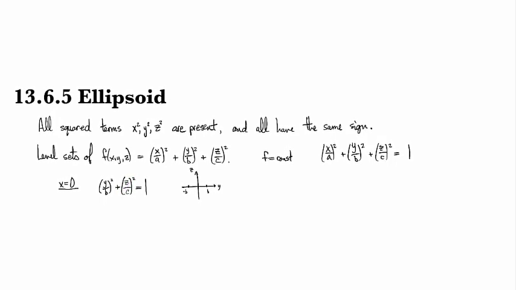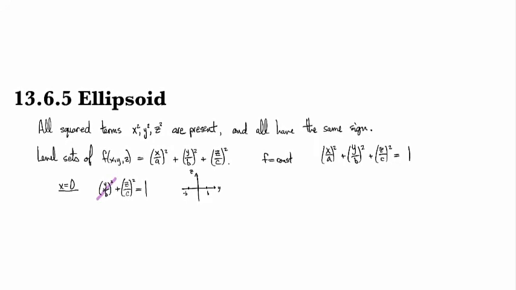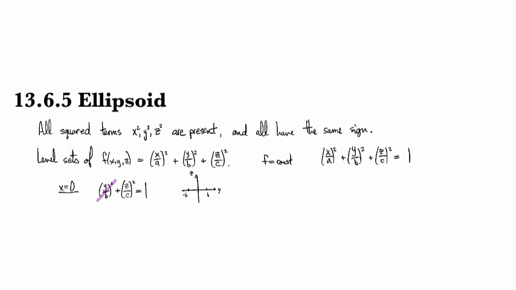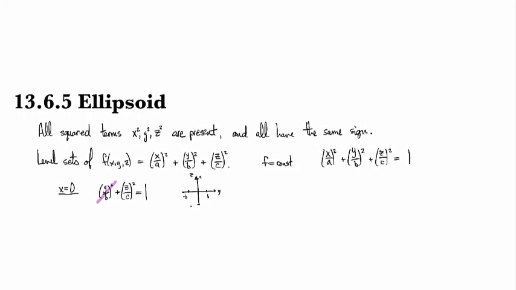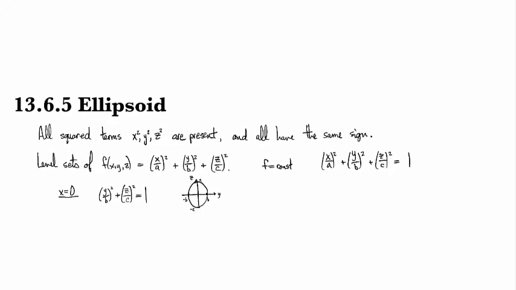And similarly, if I put y equal to 0, then that part is gone, and it's going to cross the vertical axis where z is equal to c and minus c, and so then that gives me an ellipse. That looks like that.